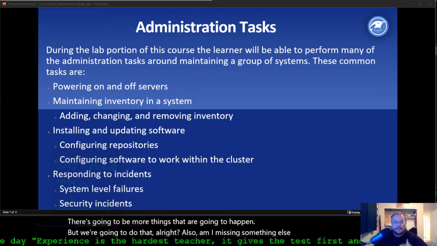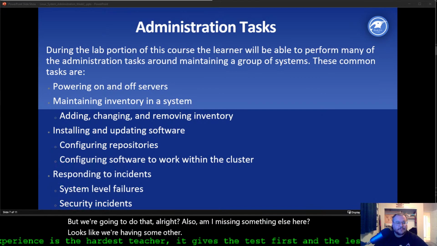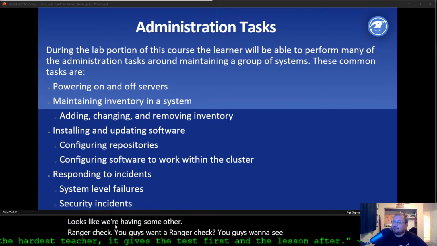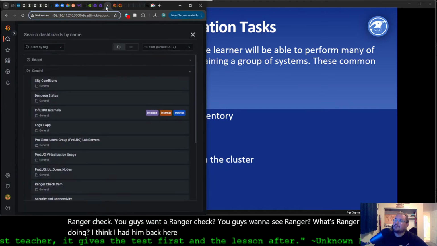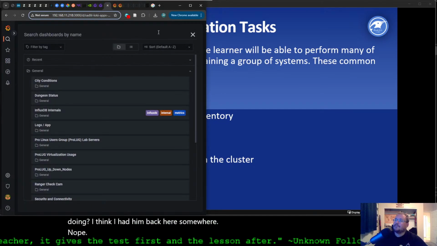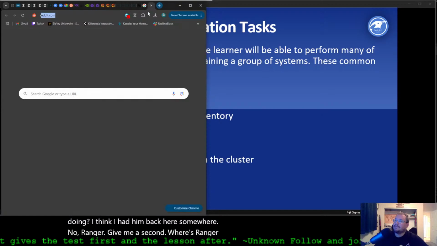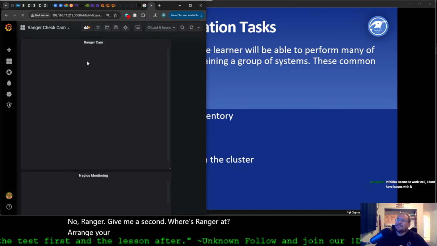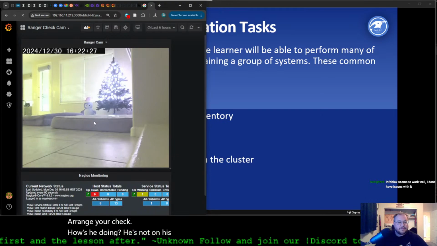Looks like we're having some other. Ah, Ranger check. You guys want a Ranger check? You guys want to see Ranger? How's Ranger doing? I think I had him back here somewhere. Nope. Nope, nope, no Ranger. Give me a second. Where's Ranger at? Here's Ranger check. How's he doing? He's not on his beds, that's for sure.